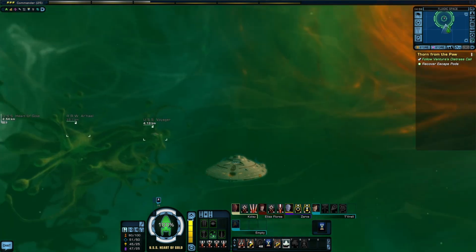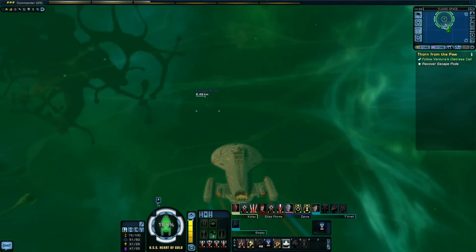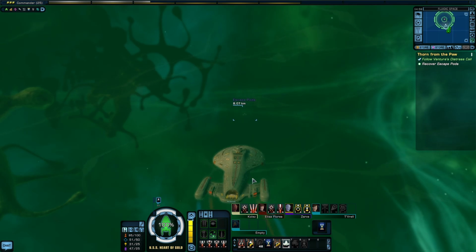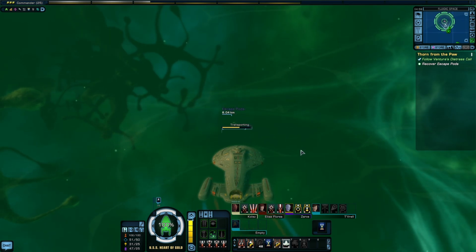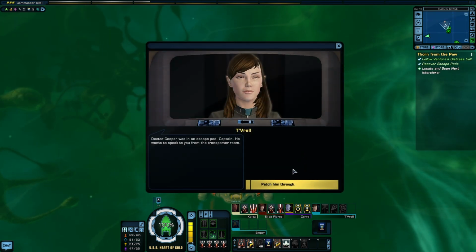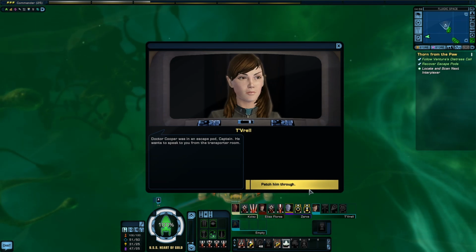The Venture's been destroyed. Damn it. Gotta recover the escape pods. Dr. Cooper was in an escape pod. He wants to speak to you from the transporter room. Patch him through.